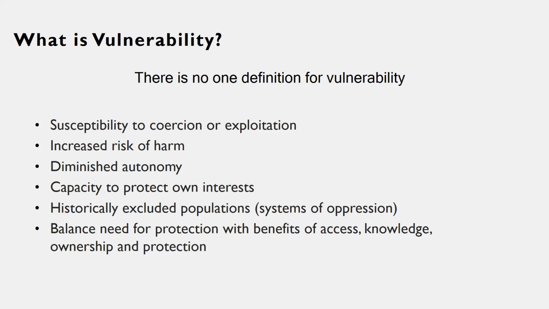So when we think about vulnerability in research, who are these populations that we're talking about? Sometimes it's susceptibility to coercion or exploitation, their increased risk of harm, maybe they have diminished autonomy, capacity to protect their own interests. Historically excluded populations, so those who face systems of oppression, that balance the need for protection with benefits of access, knowledge, ownership, and protection. So what often happens when we deal with a vulnerable population, we say, we shouldn't have them in clinical trials. Let's put them aside. And then what happens? There's no research on them. There's no information on them. And that actually impacts care.